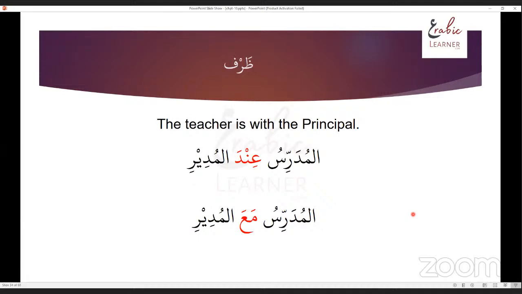Yes, there is a difference between them. You tell me the difference. I explained Ma to you in lesson number 9. Can anyone tell me the difference? Al-mudarrisu inda al-mudiri, what does it mean? Explain in your own words. And Al-mudarrisu ma'al mudiri, explain in your own words. Both of them mean with. If I tell it in English, both of them will mean with.